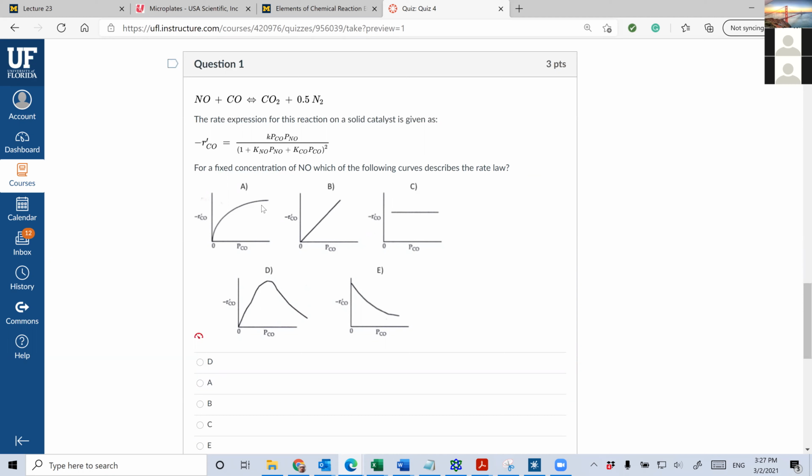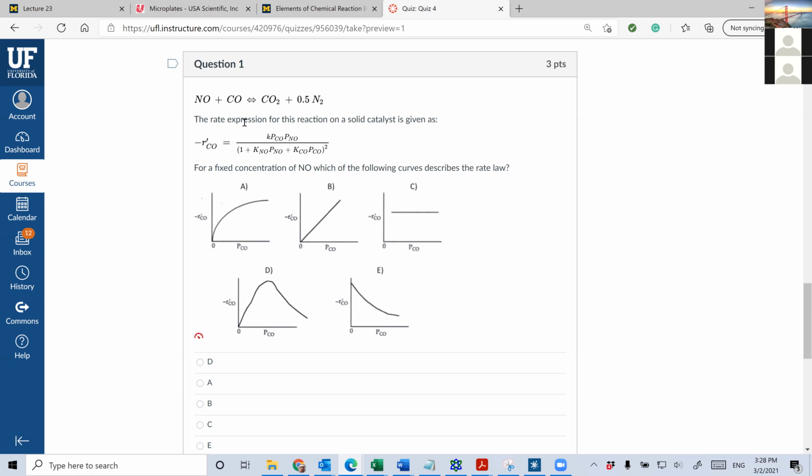If you eliminate this term, because this term is much smaller than this one, then with respect to carbon monoxide, it goes straight up. So that's what this curve is looking at. Now you get to a point where you have a lot more carbon monoxide. So now that term becomes bigger than nitrous oxide, so it becomes negative order. So it goes down. So that's why this is correct.